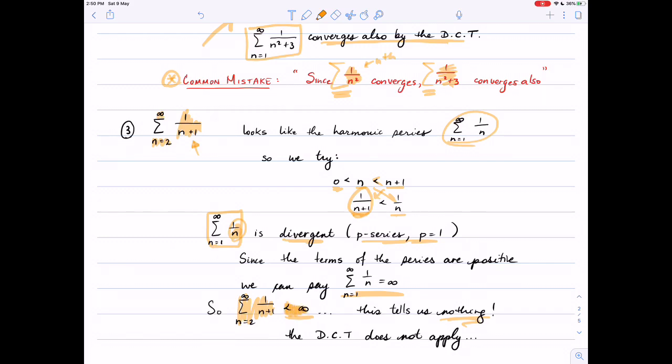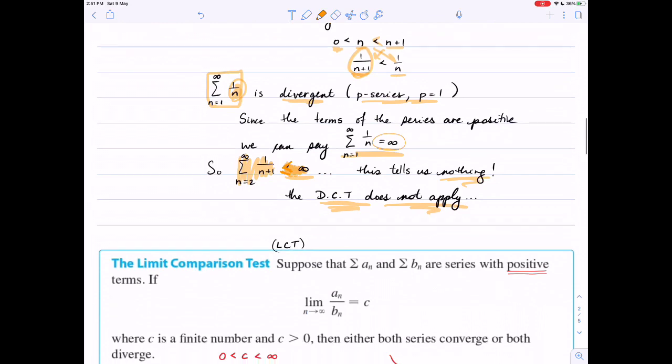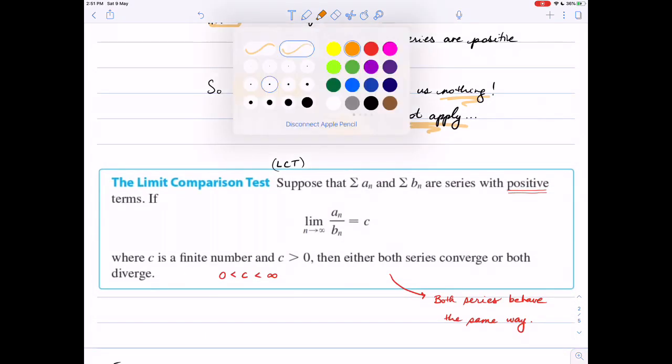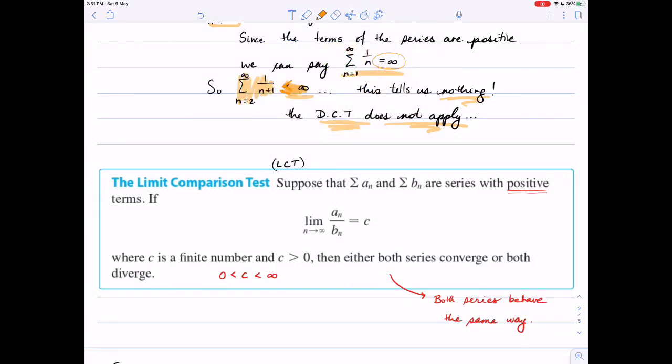Telling you that it's less than infinity looks like it is convergent. That is not at all what I mean. What I mean is that it is less than or equal to infinity. It could be matching this term in terms of the infinity. So that tells us nothing. It is a case where the direct comparison test does not apply. And so what do we do? Well, you cannot use the direct comparison test. Luckily, there is also a limit comparison test.